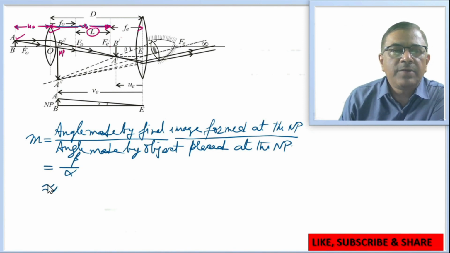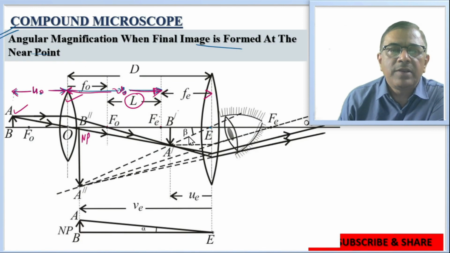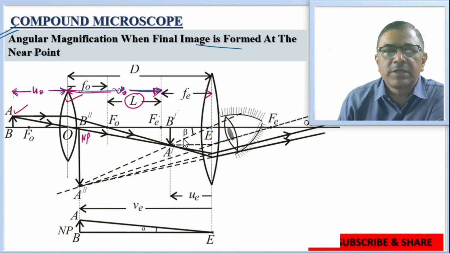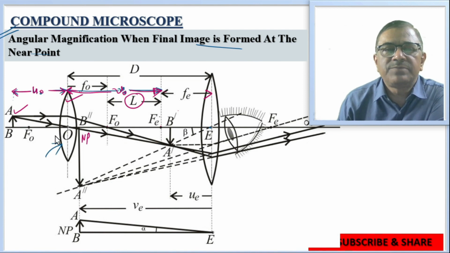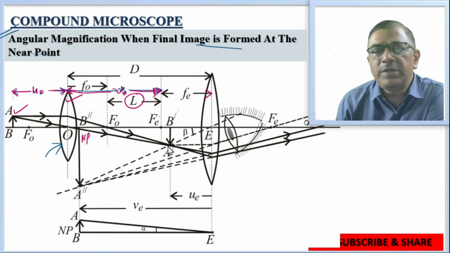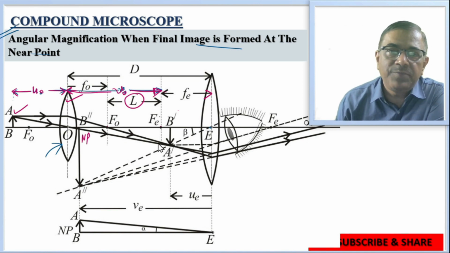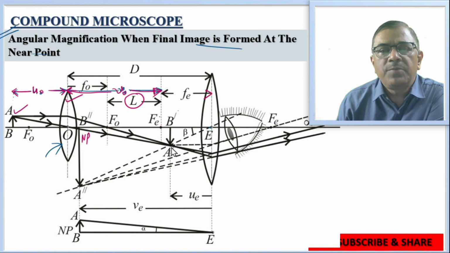You see, in the diagram it may appear as if beta is large, maybe 30 degrees, 40 degrees, but this is not the case, because the size of the object is of the order of a micrometer. Even if this objective lens magnifies it by 10 times, the size of A'B' is roughly 10 to the power minus 4 meter to 10 to the power minus 5 meter. So the angle subtended by the image A'B' or A''B'' has got to be very small.